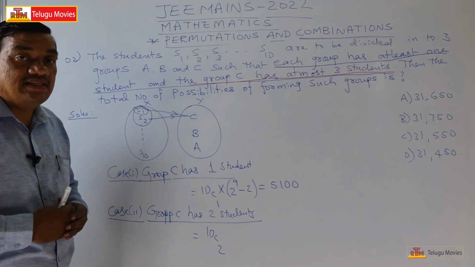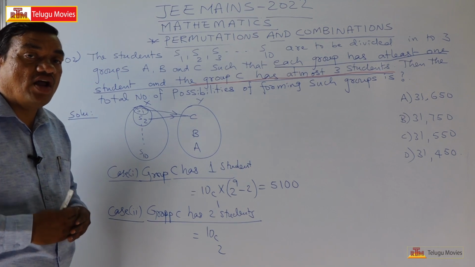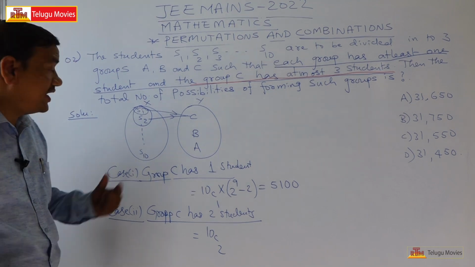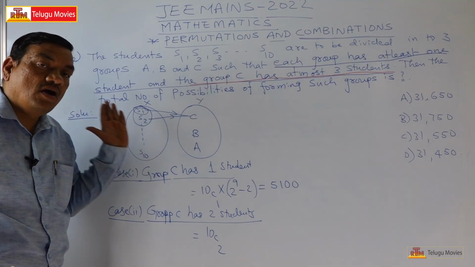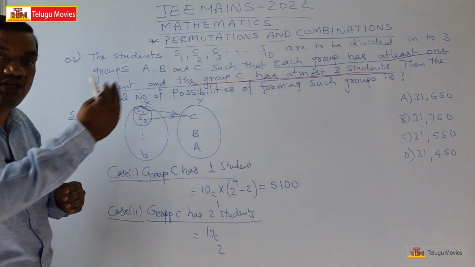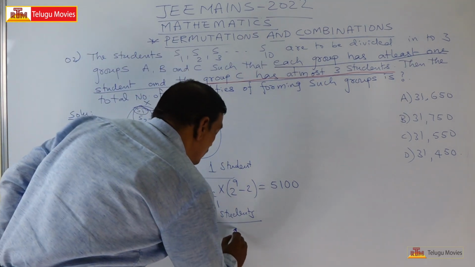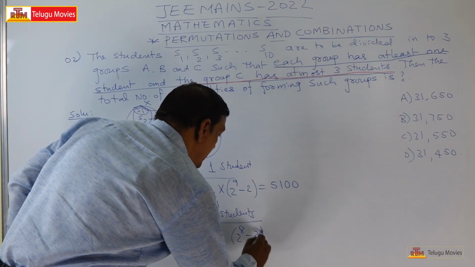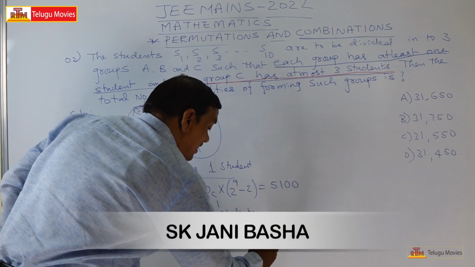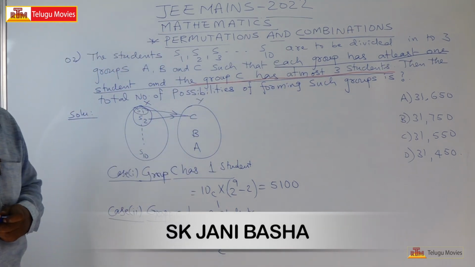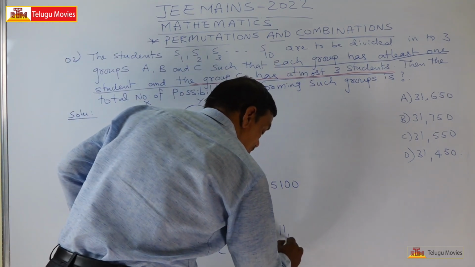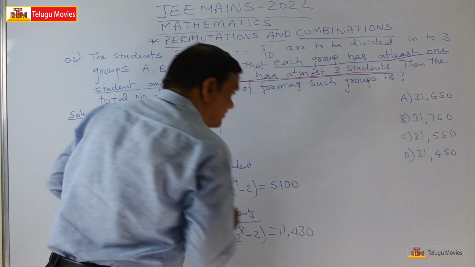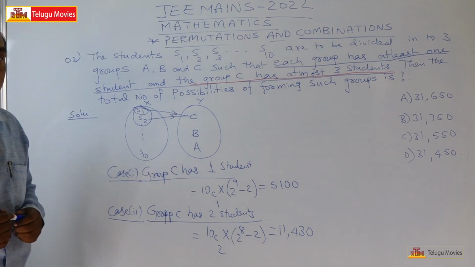So, as already I told, one formula. What is the formula? 2 power n minus 2. Here n is equal to how much? 8. Why 8? Already 2 students are gone for group C, no? So, this is equal to 2 power 8 minus 2, multiplied by 10C2. If you calculate this value, you will get 11,430.